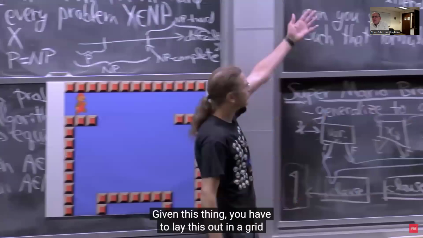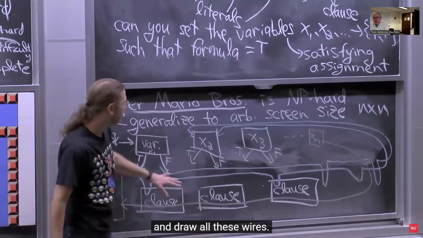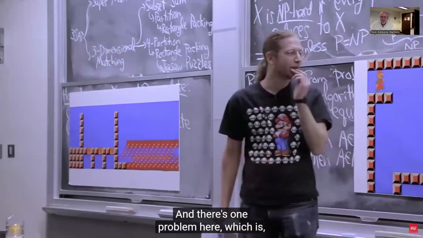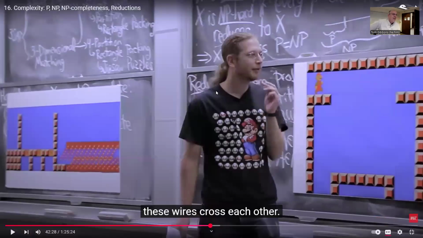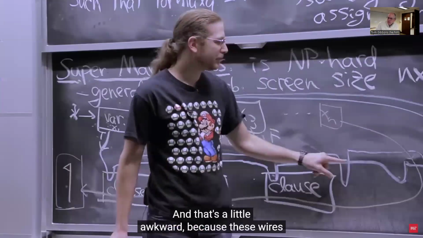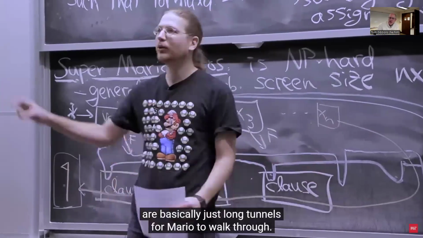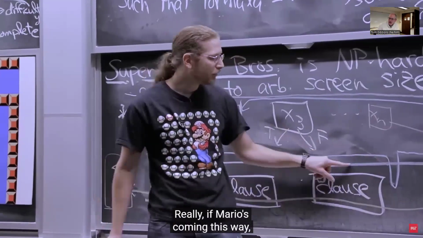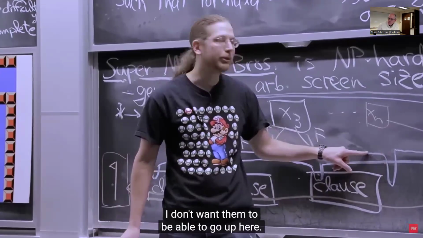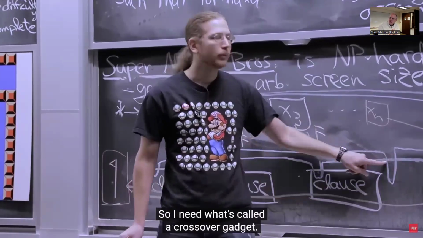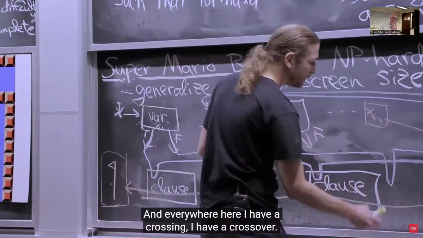So there's an issue: given this thing, you have to lay this out in a grid and draw all these wires. And there's one problem here. I always love these things where you get so close and then there's always just one little thing. So I love this and how they overcome this. It's a little awkward because these wires are basically just one tunnel for Mario to walk through. But what does it mean to have a crossing wire? If Mario's coming this way, I don't want him to be able to go up here. He has to go straight. Otherwise, this reduction won't work. So I need what's called a crossover gadget. Everywhere here, I have a crossing.